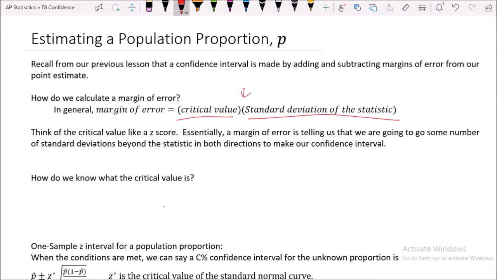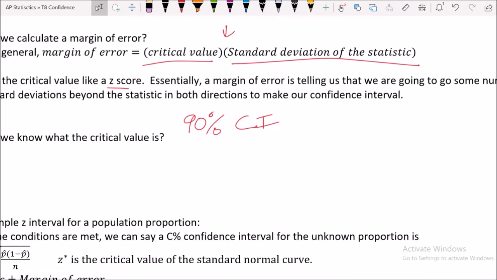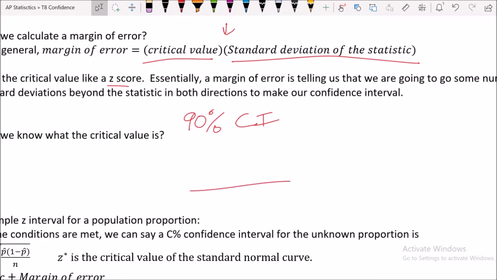Okay. A critical value, an easy way of thinking of it is like a z-score, specifically on the standard normal curve. So to calculate it, let's say we were going to do a 90% confidence interval, and we wanted to know what is the critical value. Well, we would consider the standard normal curve, and we would want the middle region to have an area of 0.9, or 90%. If 90% is there, that means there's 5% on either side.